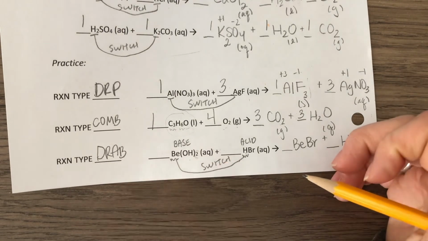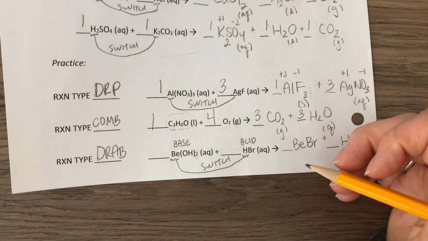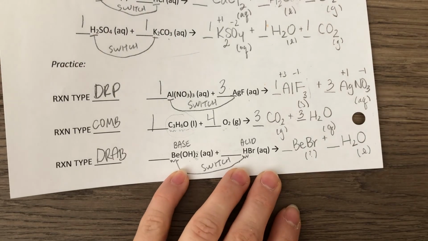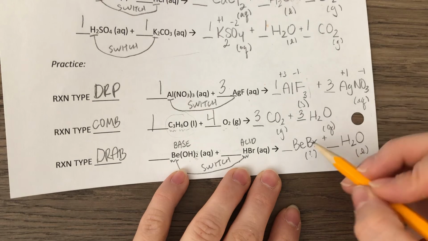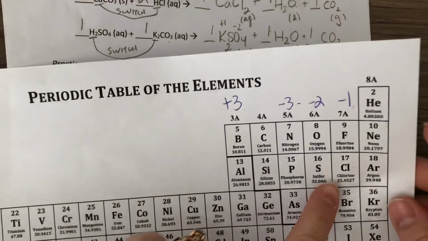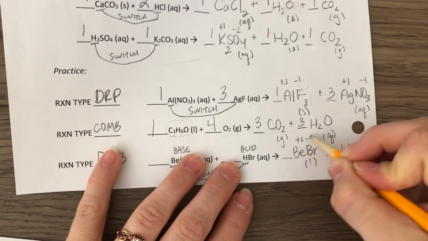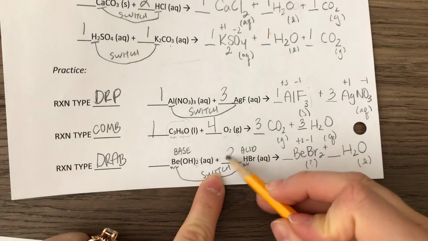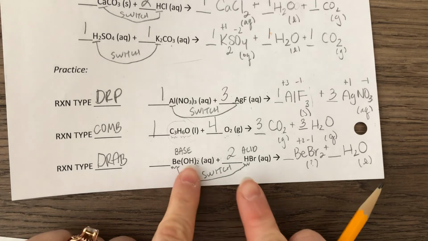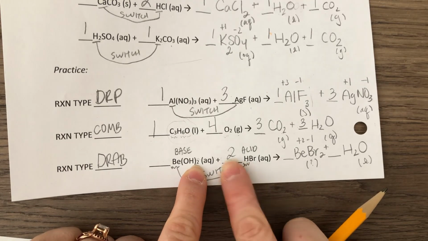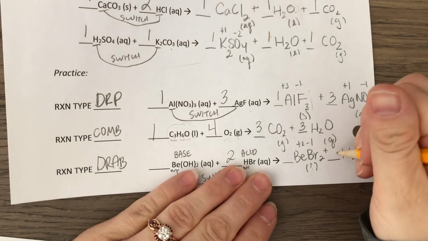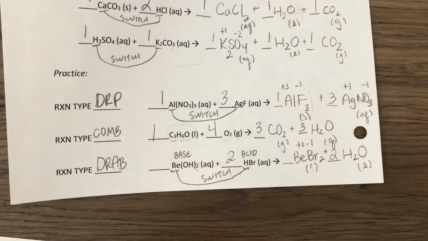Beryllium is not on our solubility chart, so we don't know whether it dissolves in water or not. Maybe it does, maybe it doesn't. But we still need to check its charge. Beryllium is +2, bromine is -1. This is BeBr2. To balance the reaction, I need 2 bromines on the left. If you count how many total H's you have on the left, you have 2 plus another 2 makes 4 H's on the left. So to get 4 H's on the right, you're going to need 2 sets of water.